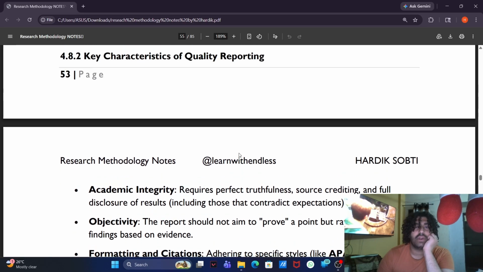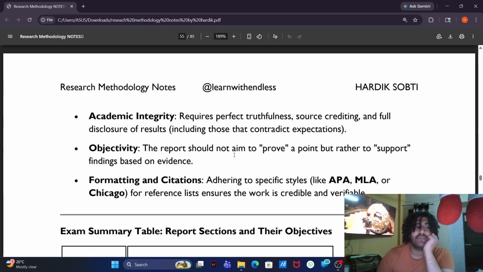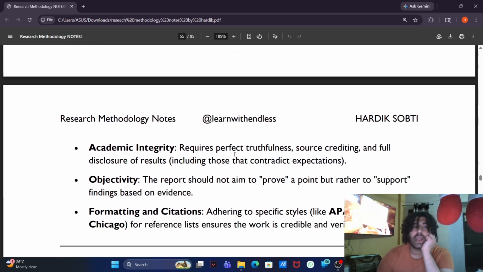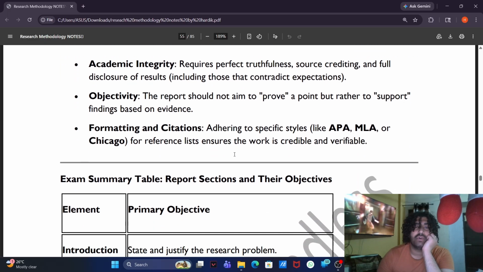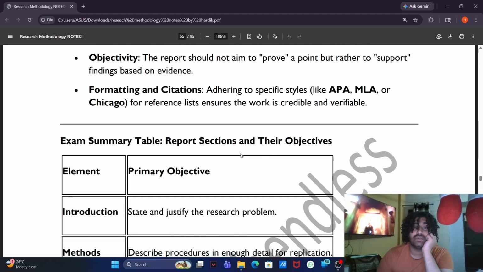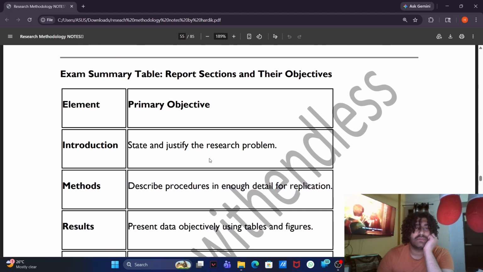The key characteristics of quality reporting are academic integrity, objectivity, formatting, and citation. Academic integrity requires perfect truthfulness, source crediting, and full disclosure of results, including those that contradict expectations. Objectivity. The report should not aim to prove a point, but rather to support findings based on evidence. Formatting and citations. Adhering to specific styles like APA, MLA, or Chicago for reference lists ensures that work is credible and verifiable. Here's another summary table for you guys.